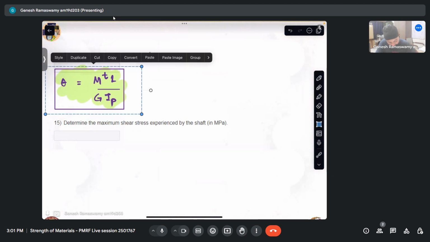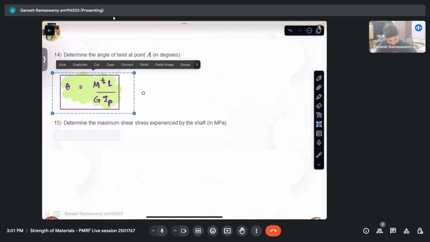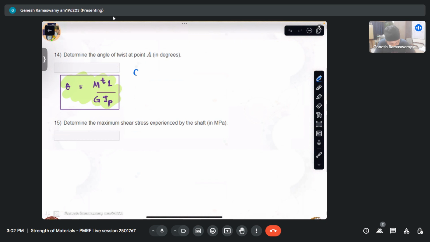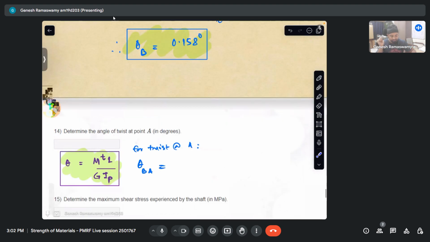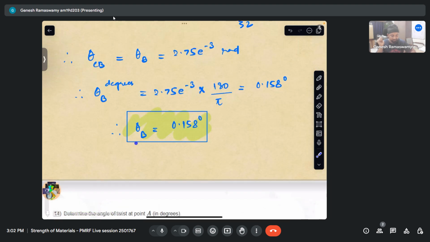This is the angle of twist between 2 points. So for twist at A, theta BA is nothing but what we are doing here: we are holding B constant as fixed and then rotating A with respect to B. But B itself has a rotation. We will add that later.